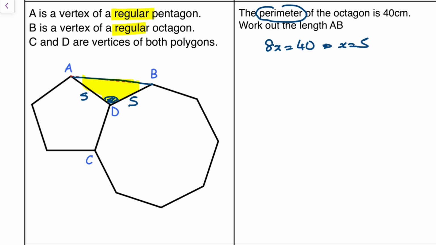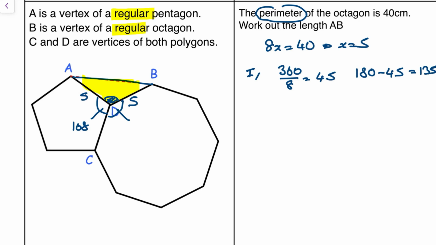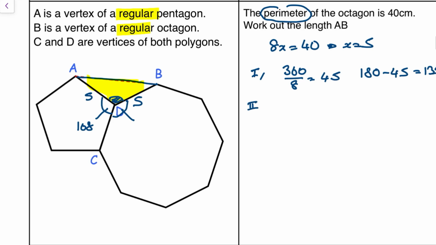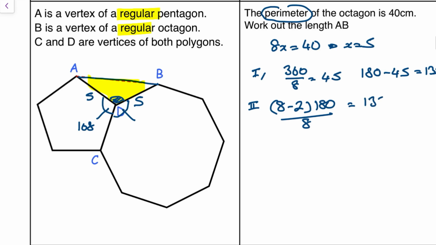How am I going to do that? Well, I already know the interior angle of a pentagon is 108. But let's pretend I don't know what the interior angle of an octagon is. How would I work that out? Two methods. Method 1, I think is the easiest, which, as I say, the exterior angle is 360 over 8, which is 45. Which means the interior angle is 180 minus 45, which is 135. The slightly longer method is to say number of sides minus 2 times 180 divided by 8 is equal to, well, I'm going to check on the calculator, and thankfully that also tells me it's 135.